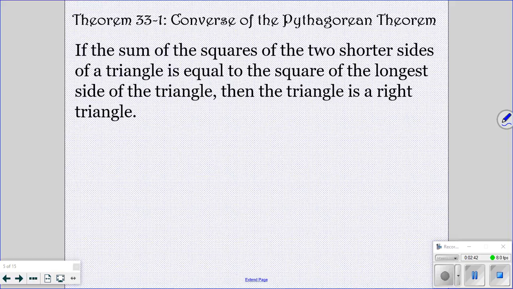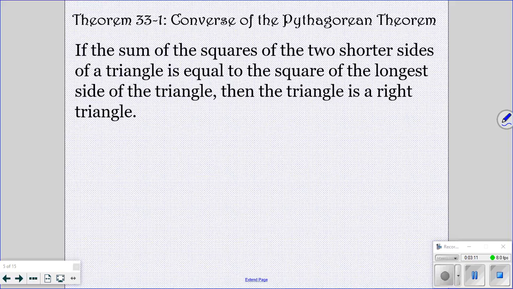Okay, so now we're going to look at theorem 33.1, the converse of the Pythagorean theorem. If the sum of the squares of the two shorter sides of a triangle is equal to the square of the longest side of the triangle, then the triangle is a right triangle. So we know the Pythagorean theorem says a squared plus b squared equals c squared.